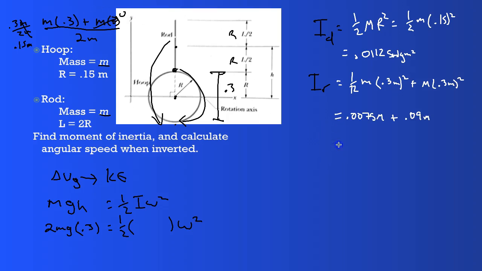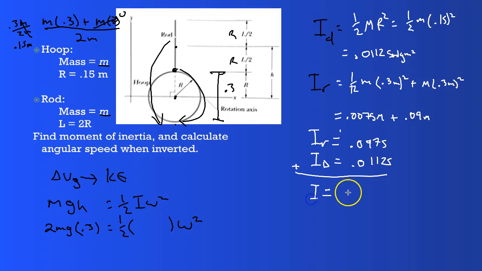So we can simplify all this now, and we get that the moment of inertia for the rod is equal to 0.0975. We'll add to that the moment of inertia for the disk, so we get it for the total system. That's going to be 0.01125. And we're going to end up with a combined moment of inertia of 0.09875. We'll just say 0.0988 kilogram meter squared.